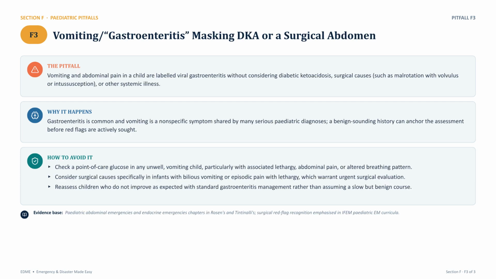Pitfall F3 is labeling vomiting or abdominal pain as simple gastroenteritis while missing DKA or a surgical abdomen like intussusception. Never assume a benign course. Use point-of-care glucose checks and maintain a low threshold for surgical consultation, especially in infants with bilious vomiting.